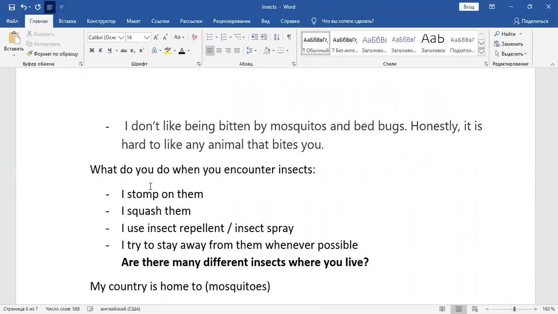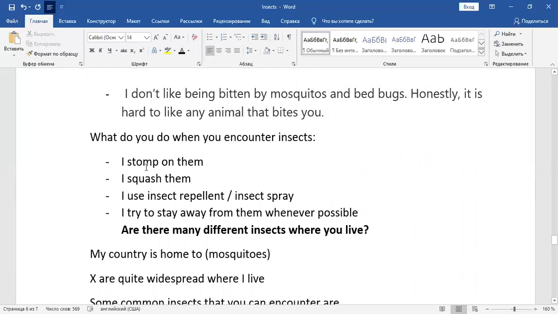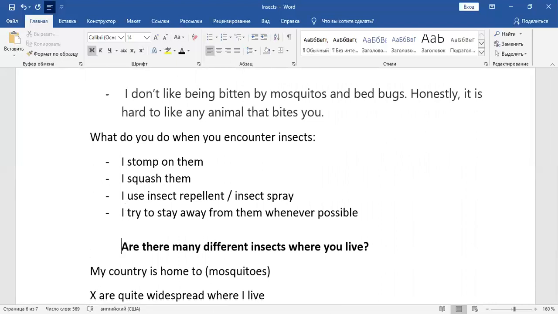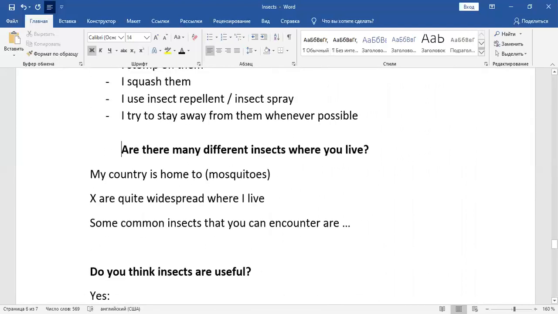Then when you encounter insects, what do you do? You can say, I stomp on them, I squash them, I use insect repellent or insect spray. I try to stay away from them whenever possible. Okay, and one more question. Are there many different insects where you live? So you can say my country is home to, and you can mention 2 or 3 insects, 4 or 5 maximum. It's home to mosquitoes, for example, or some kind of insects are quite widespread where I live. Some common insects that you encounter are, okay?